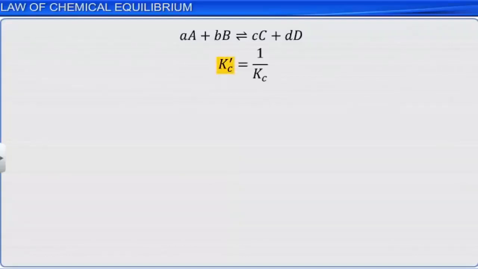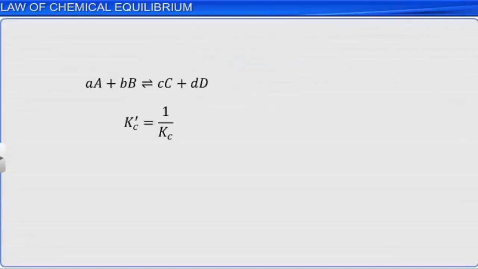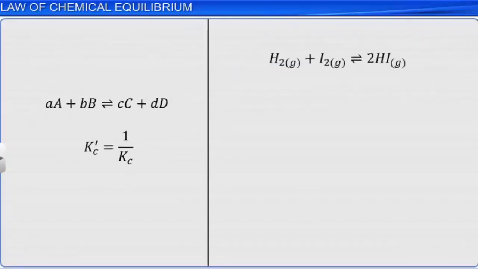The equilibrium constant for the backward reaction is the inverse of the equilibrium constant for the forward reaction. Let us prove this with an example. Consider the reversible reaction of hydrogen and iodine combining to form hydrogen iodide. The equilibrium constant for this reaction is written as Kc equal to the concentration of the product, hydrogen iodide, raised to the power of 2 divided by the product of the concentrations of the reactants, hydrogen and iodine. Let us say this is equal to x.